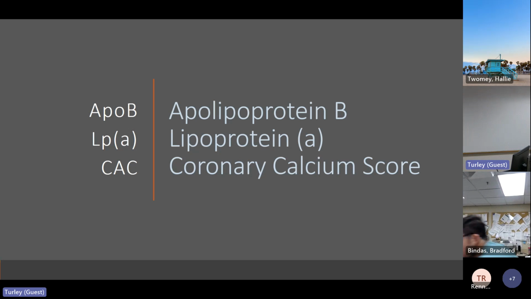The main learning objectives for today is for you guys to feel very, very comfortable with these three terms. So I'm going to show it to you right at the beginning. So when we talk about it, you guys are like, those are the three terms. That's what we're trying to learn today. Apolipoprotein B, which we also abbreviate as ApoB. Lipoprotein little a, which we abbreviate as Lp(a). And CAC, like a CAC score or your coronary artery calcium score. We're going to talk about those three things.